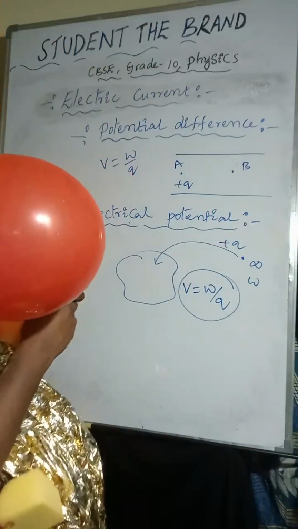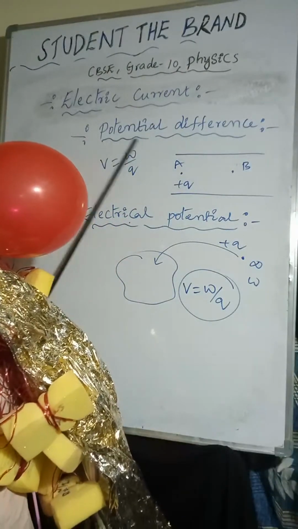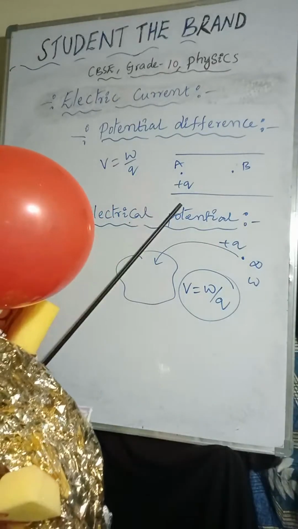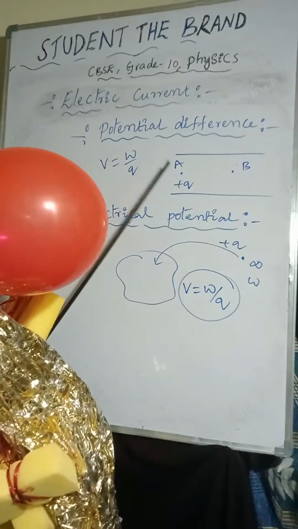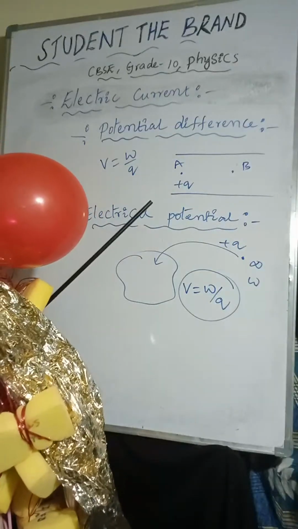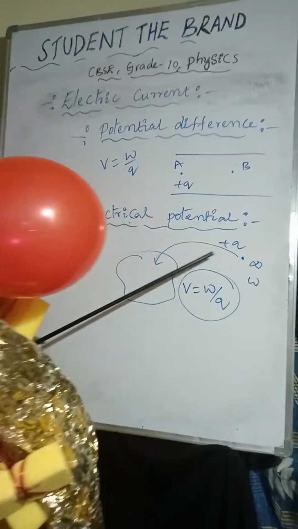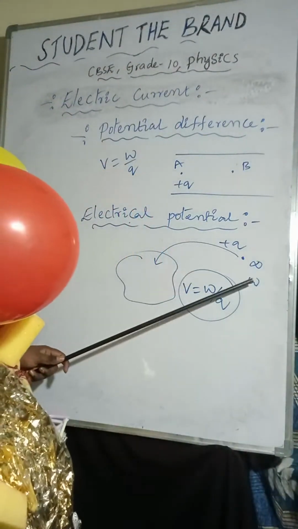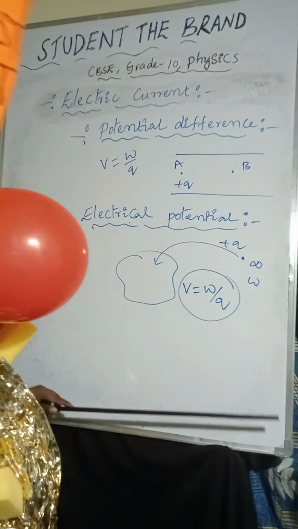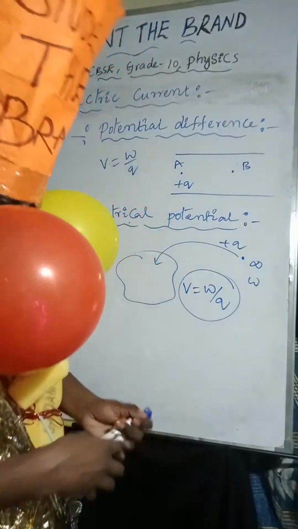So here you can observe, in this case, potential difference means work done to bring unit positive charge from one point to another point within the conductor. V equal to W by Q. Electrical potential is nothing but work done to bring unit positive charge from infinity to the required field. Right? Yes. So now we'll discuss Ohm's law.